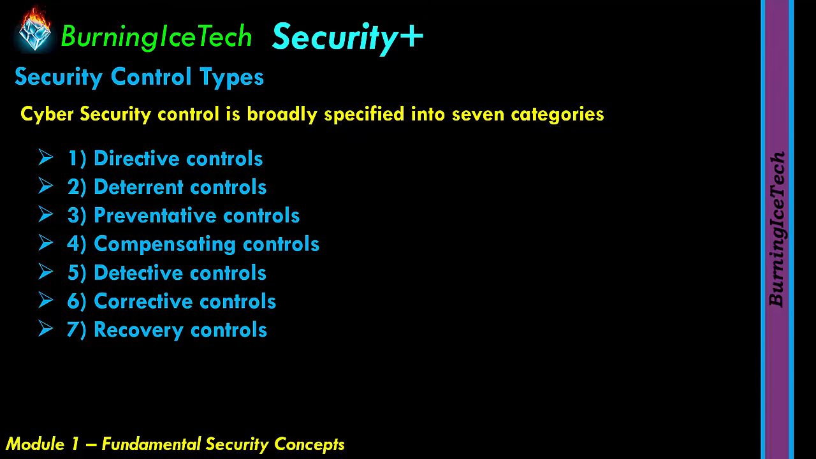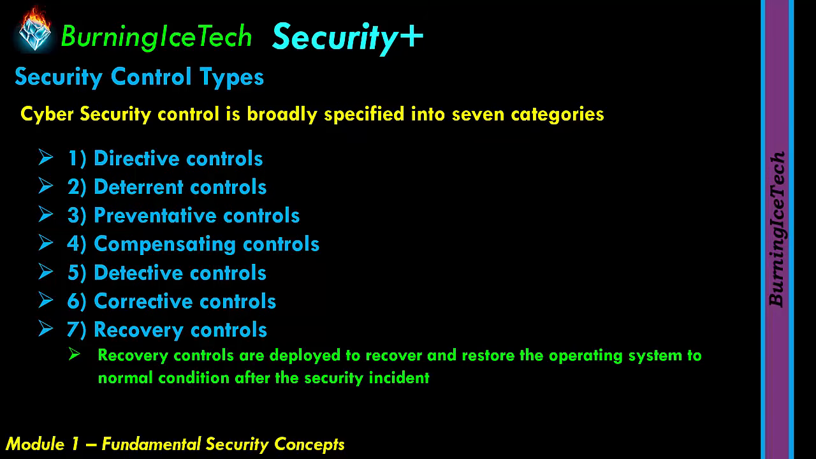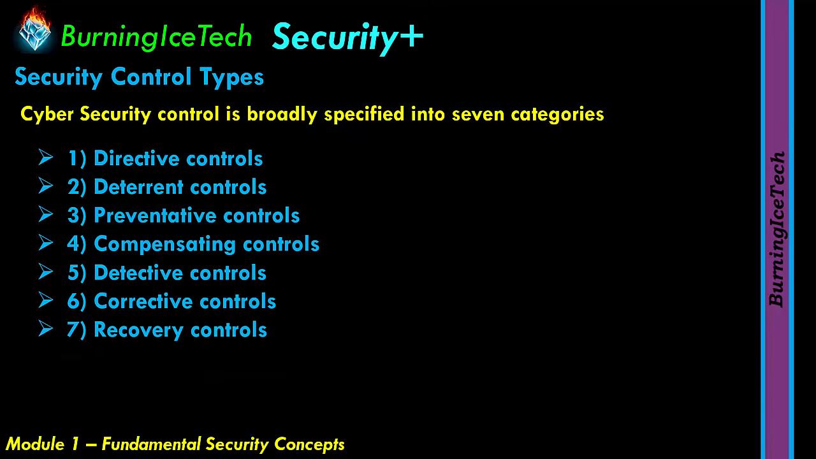And then, guys, the last one, recovery controls. Recovery controls are deployed to recover and restore the operating system to normal condition after the security incident. So what can we use for recovery controls? This could be something as simple and as easy as a backup. It could be built-in functions in Windows like refresh and reset. All of those fall under this umbrella, which we call recovery controls.